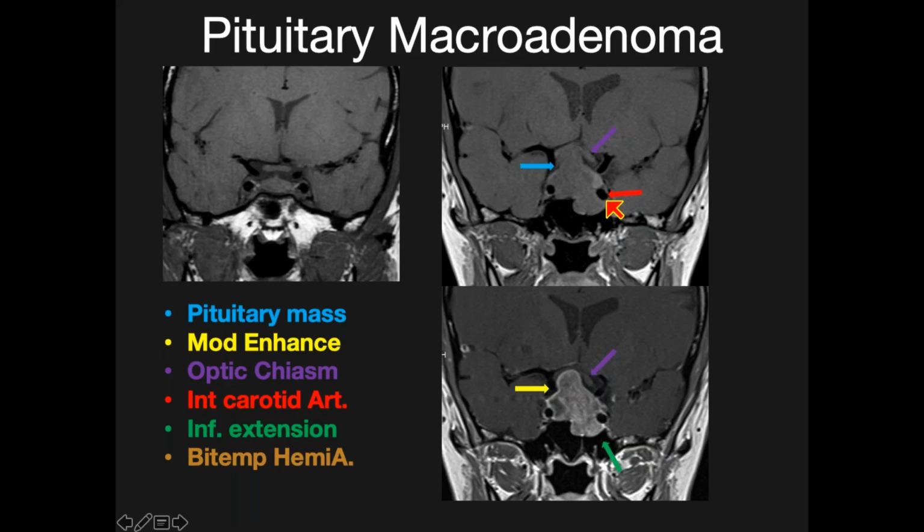Laterally, the internal carotid artery is still preserved. There are no aggressive features here, and in the clinical context of bitemporal hemianopia, this picture would fit with a pituitary macroadenoma.